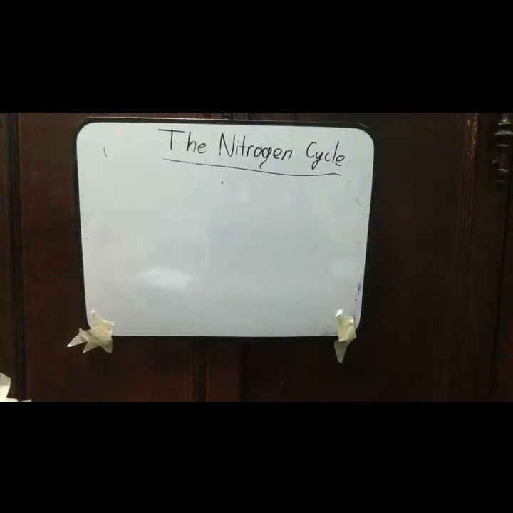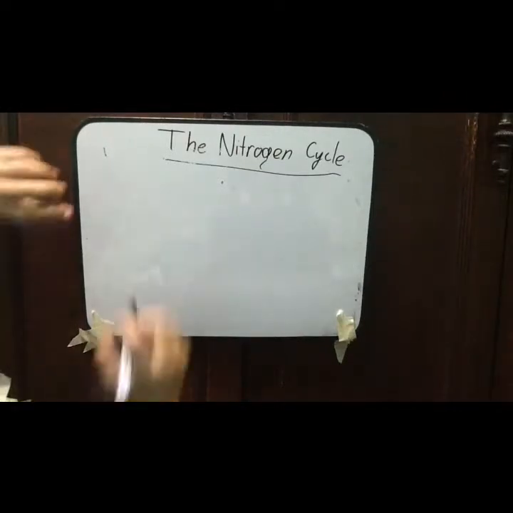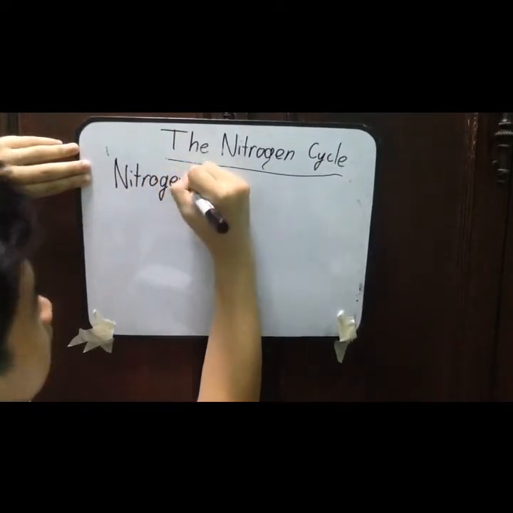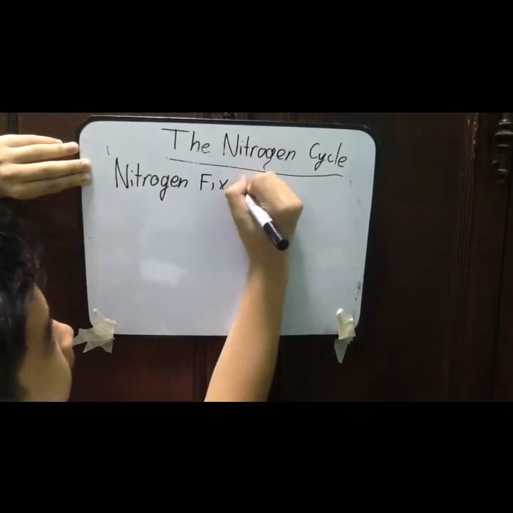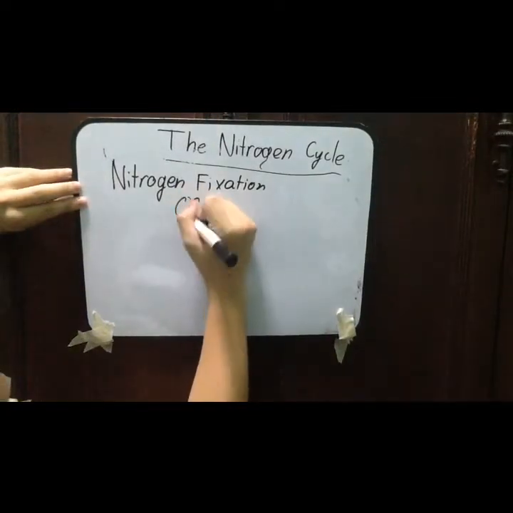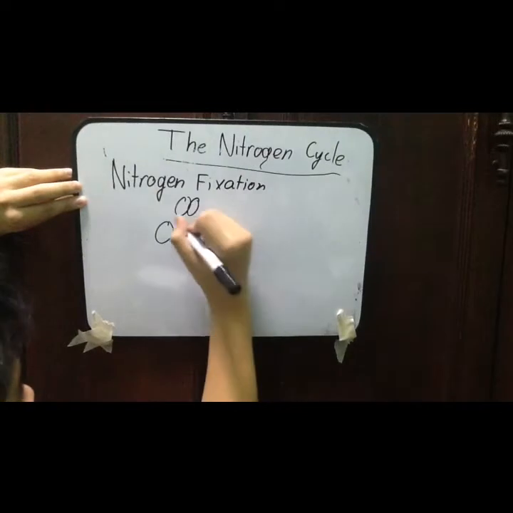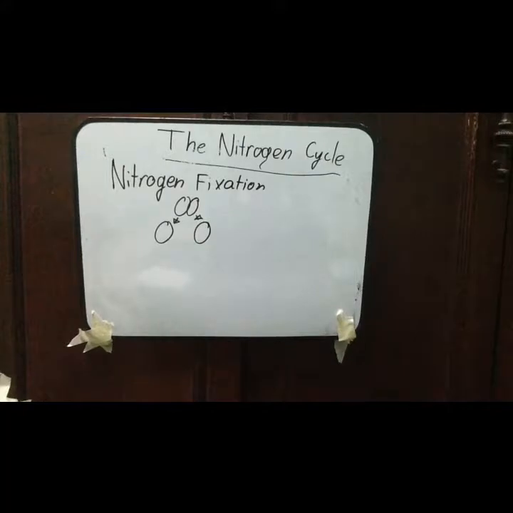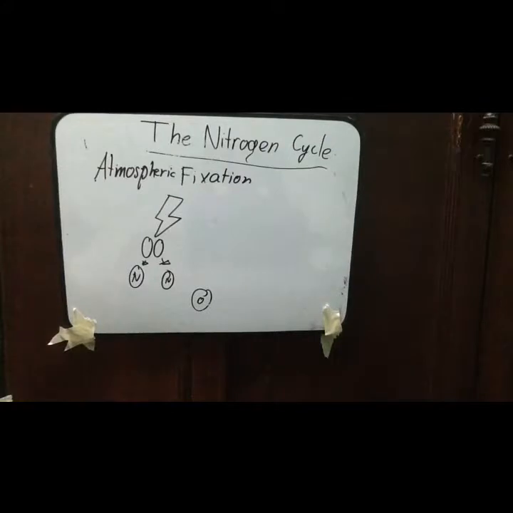There are 4 processes in the nitrogen cycle. The first one is nitrogen fixation. This is a process that causes 2 nitrogen atoms to break apart so that they can bond with other atoms, like oxygen and hydrogen, to form ammonia and nitrates. There are 3 ways this happens: atmospheric, industrial, and biological fixation.